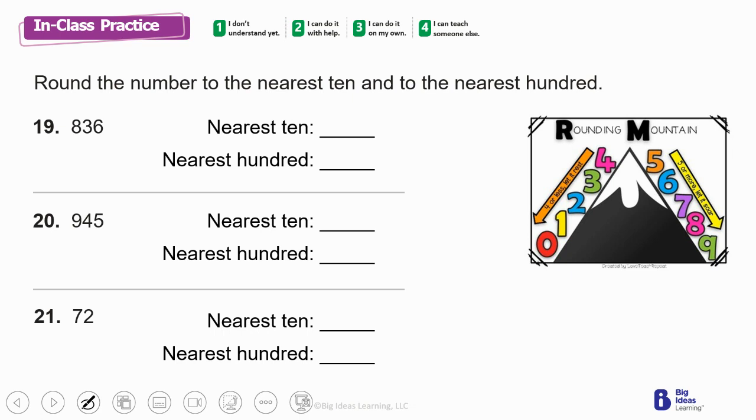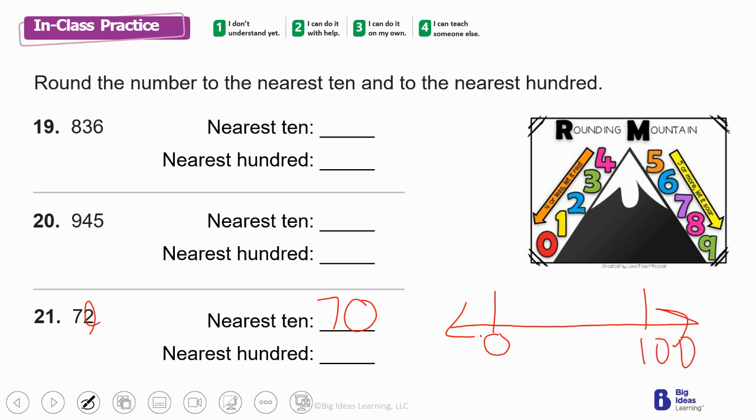All right, so we're back together. Let's look at number 21. Rounded to the nearest 10, I'm going to look here. That 2 is going to tell that 7 to rest. So rounded to the nearest 10 is 70. Now 72 on a number line, I'm going to have 0 at one end and 100 at the other end, okay? So 72 rounded to the nearest 100 would be 100.